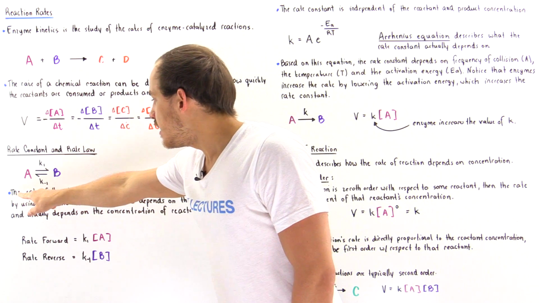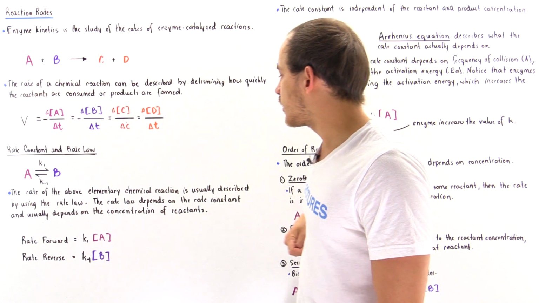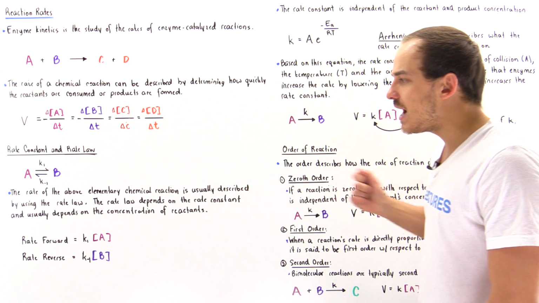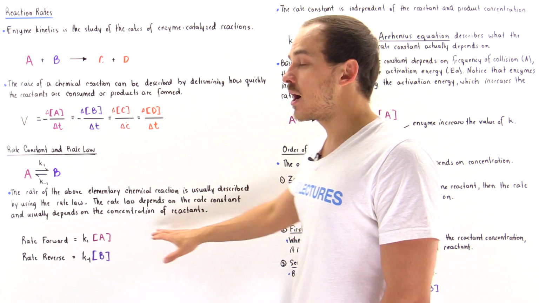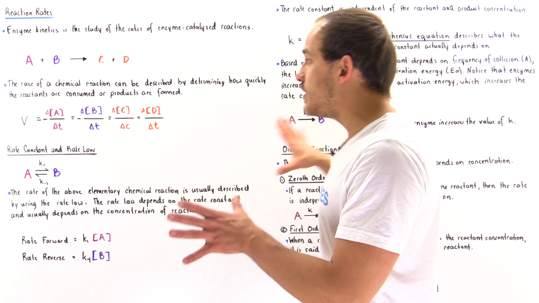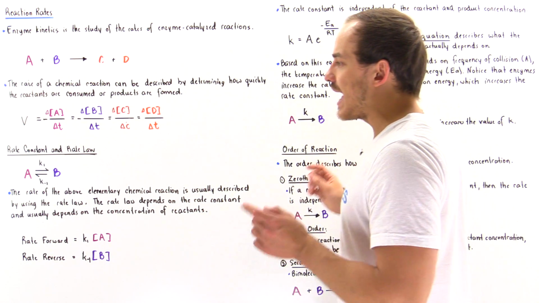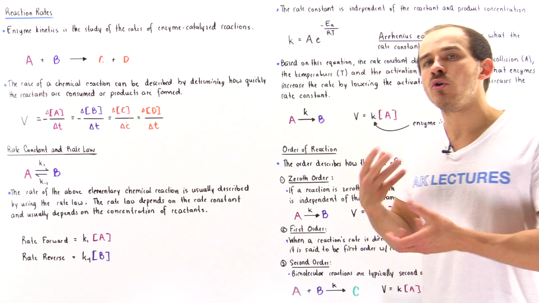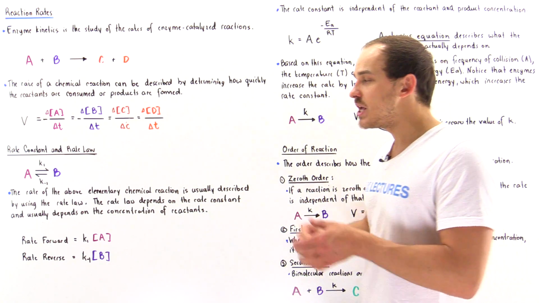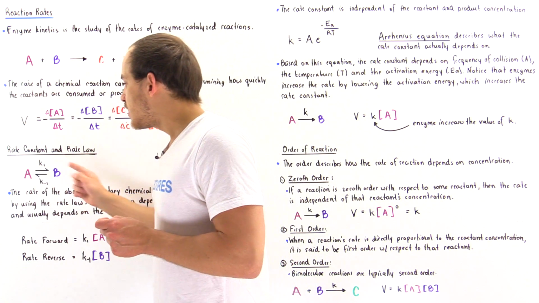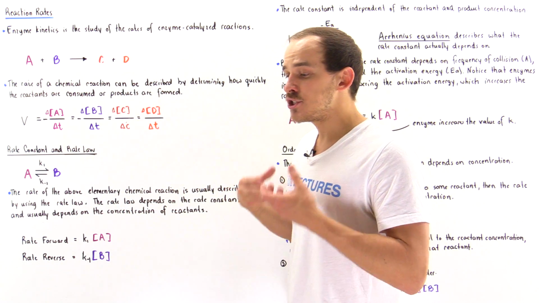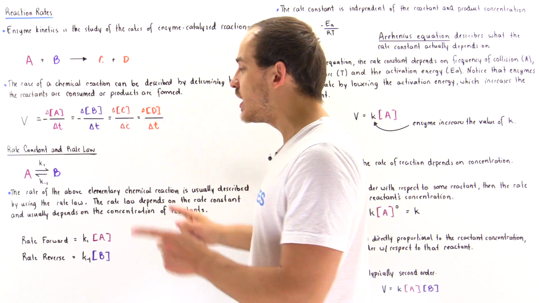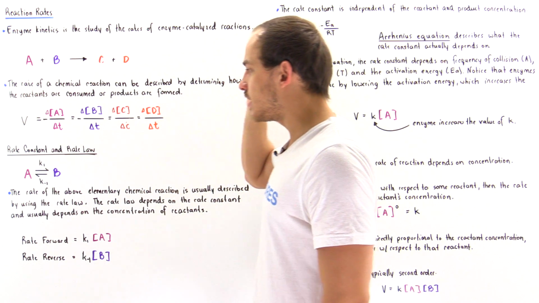So the rate law of the above elementary chemical reaction is usually described by using the rate law, and the rate law depends on the rate constant k and usually depends on the concentration of the reactants. So in this lecture, we're only going to look at elementary reactions, but you have to remember that if we're dealing with a multi-step, complicated reaction, then we cannot simply use the coefficients. In that case, we have to determine the rate law experimentally. But if we have a single step reaction, then we can use the coefficients to calculate the rate law.